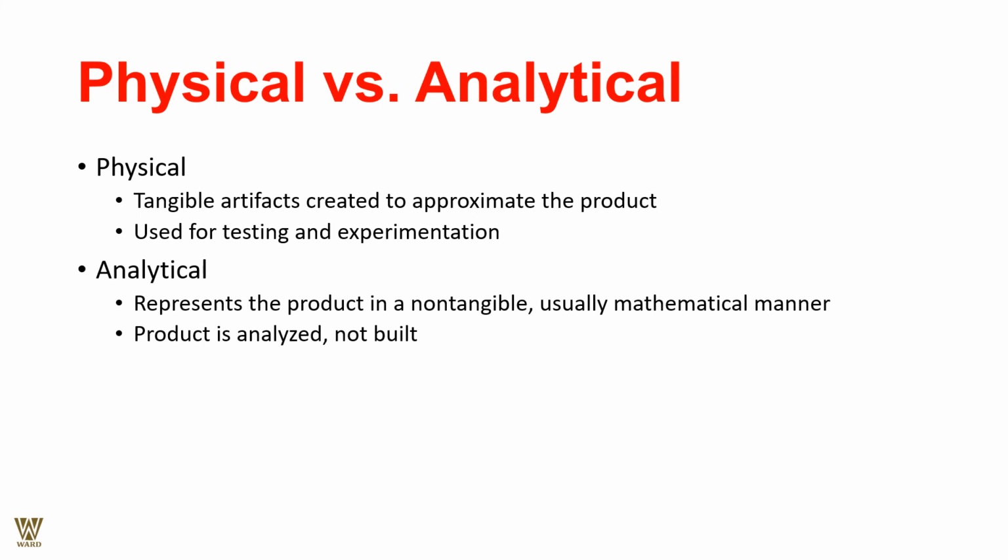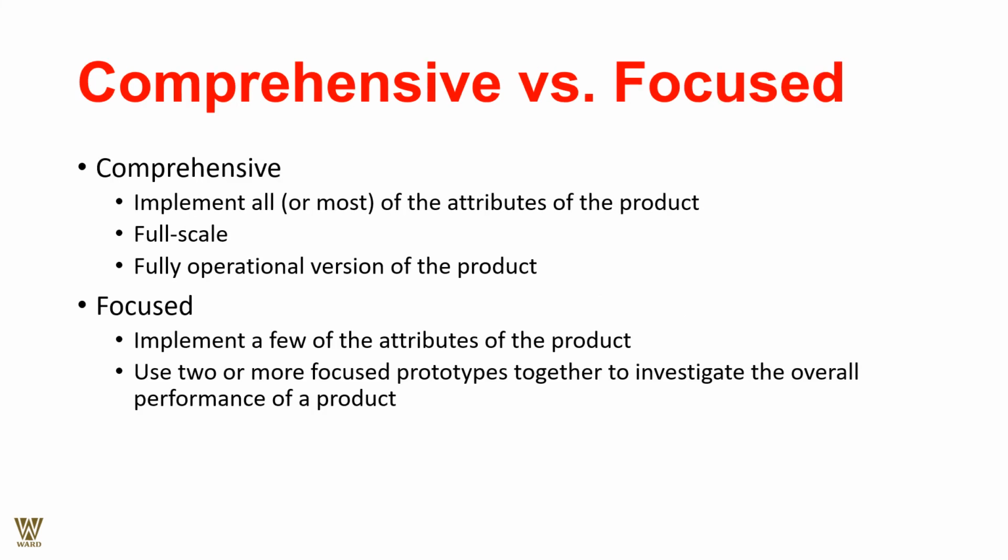Allow me to explain it further in this particular slide and the next slide. Physical prototypes are tangible artifacts, ones which you can touch, see, feel, created to approximate the product, used for testing and experimentation. On the other hand, analytical prototypes represent the product in a non-tangible, usually mathematical manner. Did I say it is still in the design phase in your laptop? The product is analyzed, but probably not built. It can be simulated as far as the utilization of the product goes, but still not been felt. It's still intangible.